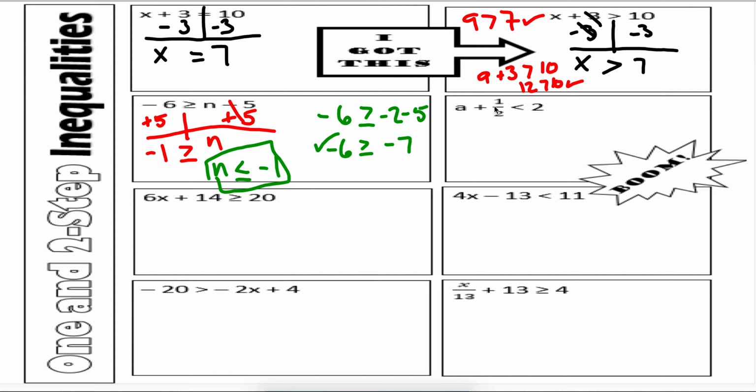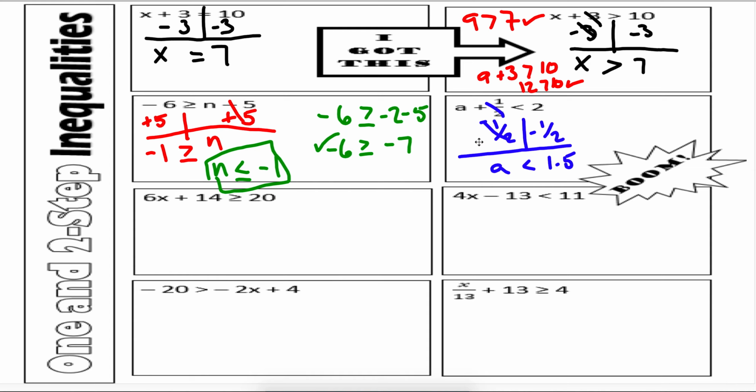This time we have a fraction in here. Let's do the same thing we're doing, but let's just work with a fraction now. Get the variable by itself, so we got to get rid of the 1/2. We're going to subtract 1/2 from both sides. Cancel, cancel. Left with a, less than 2 minus 1/2 is 1.5. That's it. Boom. Done.